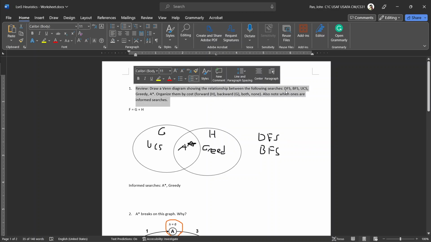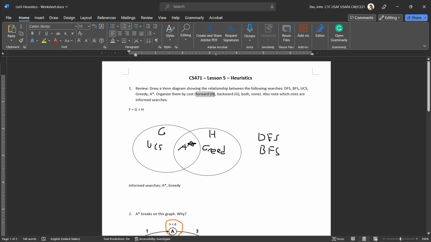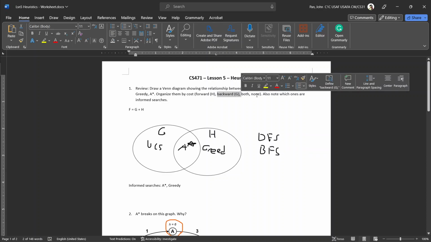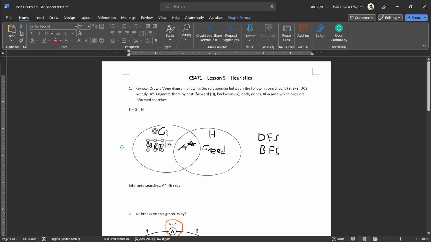We're organizing the 5 search strategies we learned into whether they use the forward cost, H, backwards cost, G, both or none. Uniform cost search uses only the computed backwards cost by definition. Greedy uses only the estimated forward cost, H, by definition. A star uses this equation right here to calculate F, total cost. So it uses G and H, both by definition.